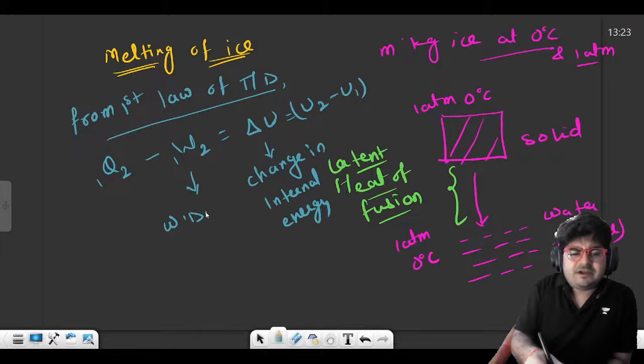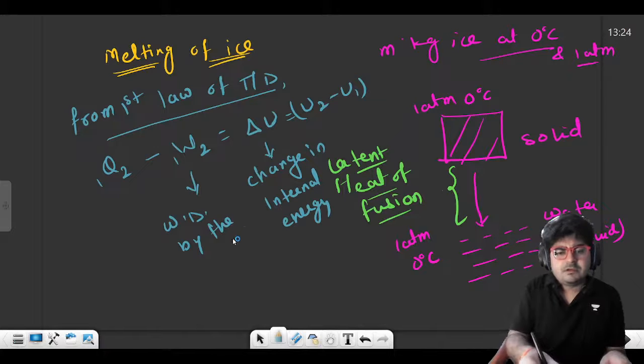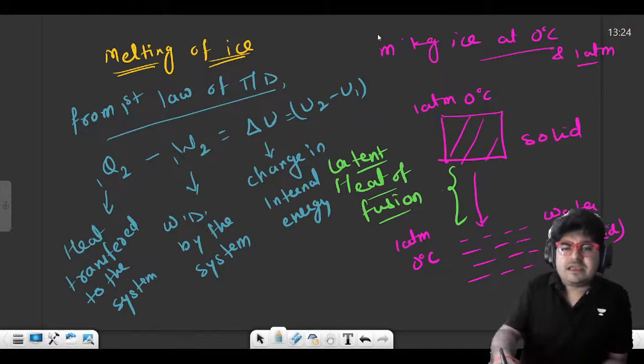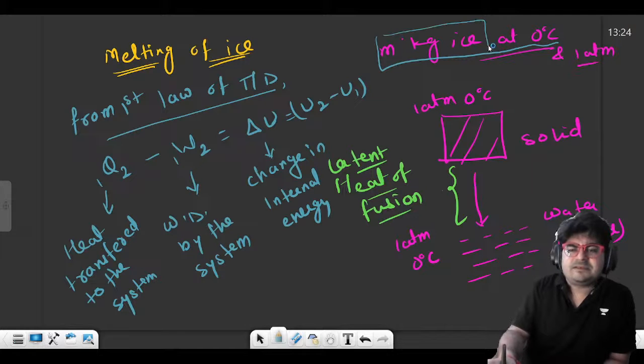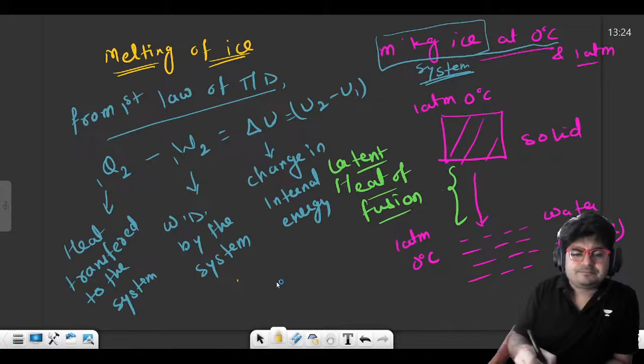W12 we can say is the work done by the system. Q12 can be referred as heat transferred or heat supplied to the system. Here this m kg ice will be my system. Okay. So here you guys can understand easily.